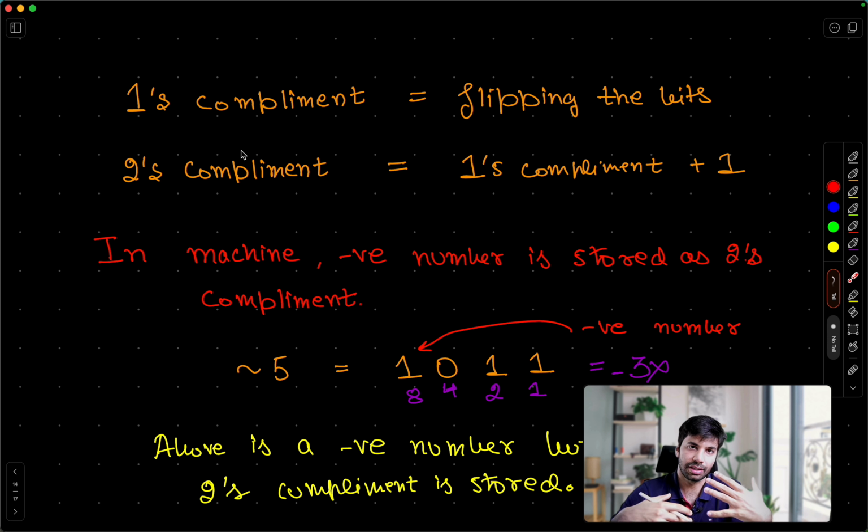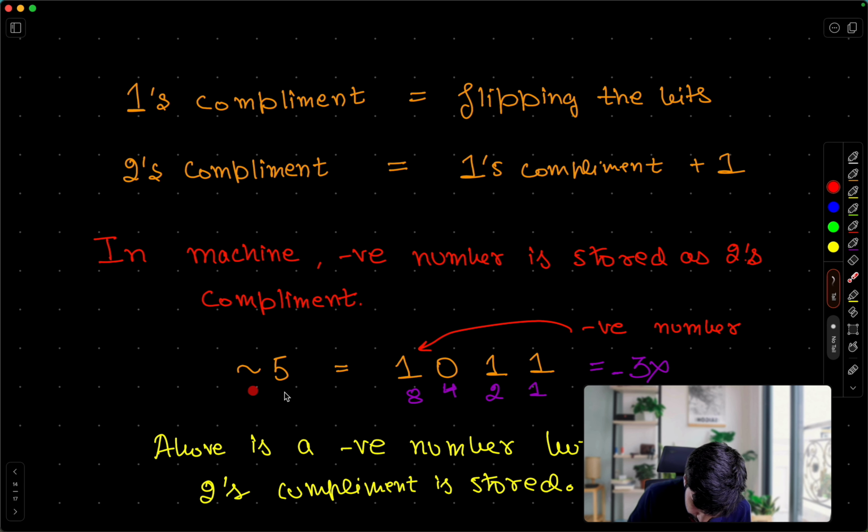Now you have to understand the concept of 1's and 2's complement here. 1's complement is just flipping the bits. That's just the complement which you take. 2's complement is when we add 1 to the 1's complement. So whenever we have a 1's complement and we are adding 1 to that, that is what 2's complement is. Now in a machine, a negative number, as I've written, is stored as a 2's complement, right?